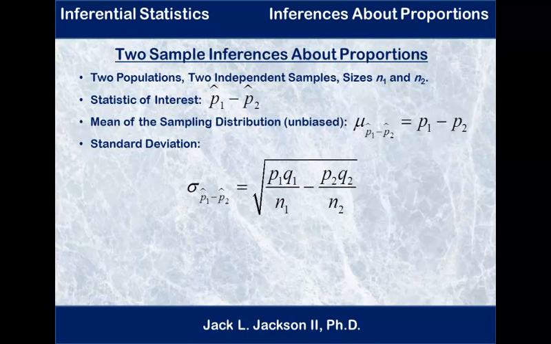The standard deviation turns out to be p1 q1 over n1. Now q1, of course, 1 minus p1 is q1. So p1 q1 over n1 plus p2 q2 over n2, and then take the square root of that, will be the standard deviation there.